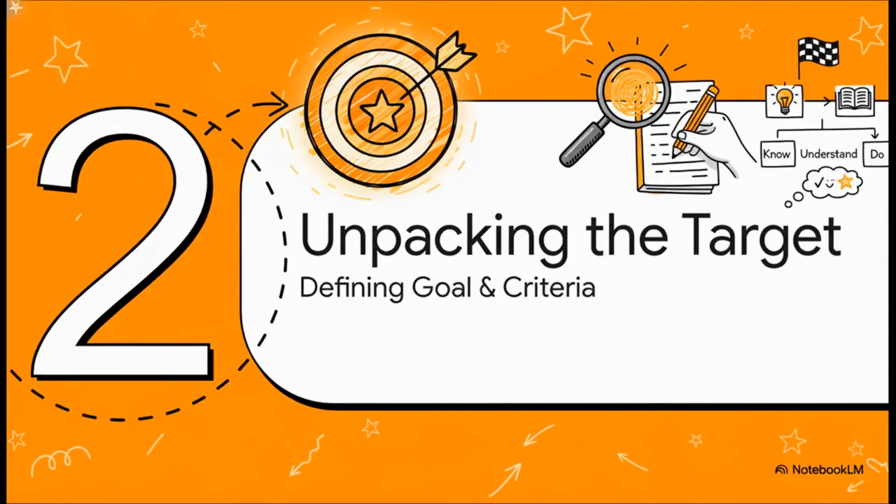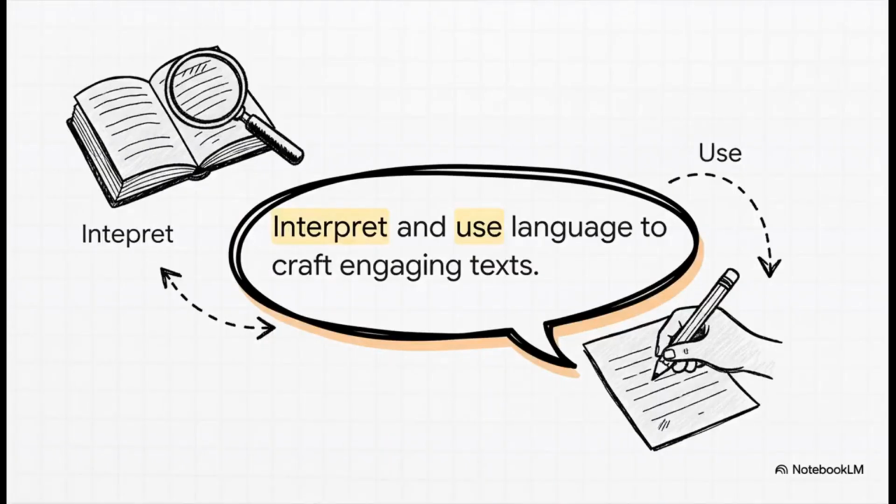Okay, let's get into the nitty-gritty. If we're going to teach this well, you and I both know we have to be absolutely crystal clear on what we want our students to know and be able to do by the end of the lesson. That means a clear target and knowing exactly what success looks like. So here's the official language from the Georgia DOE.